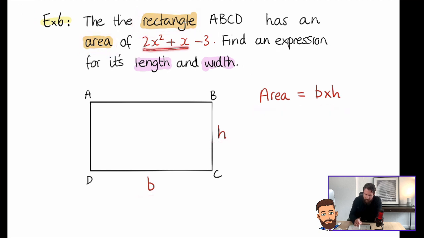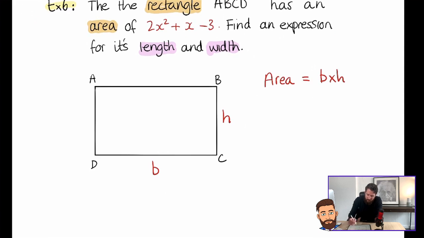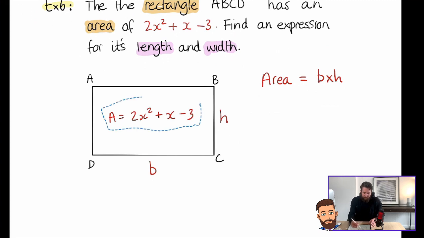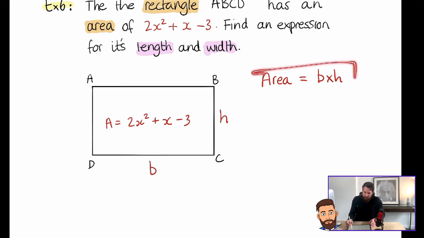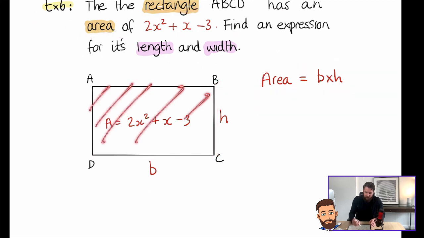They've told us that the area of this is 2x squared plus x minus 3. So the area inside here is 2x squared plus x minus 3. And this is just where you need to now piece this together. We've written our basic formula because we knew it was a rectangle and we knew its area. We've labelled it, and now we've realised that the area inside is in fact a quadratic.